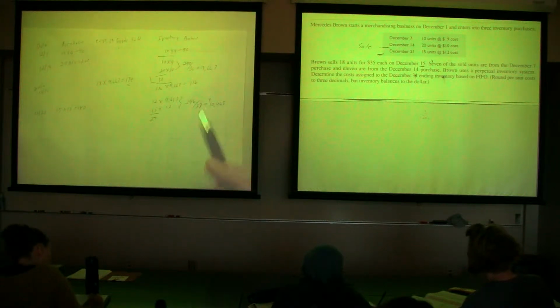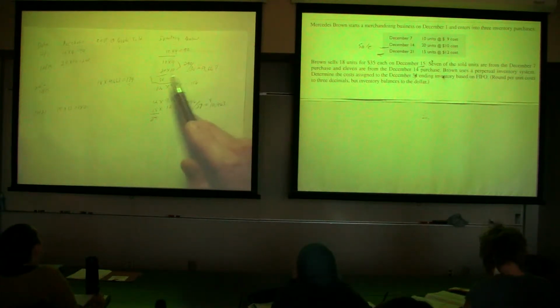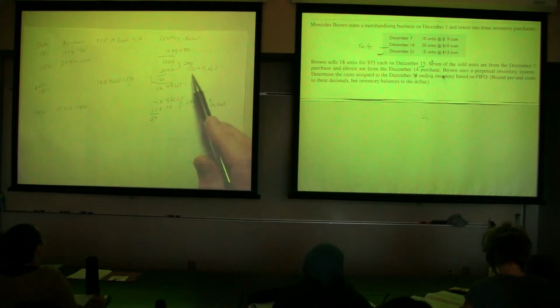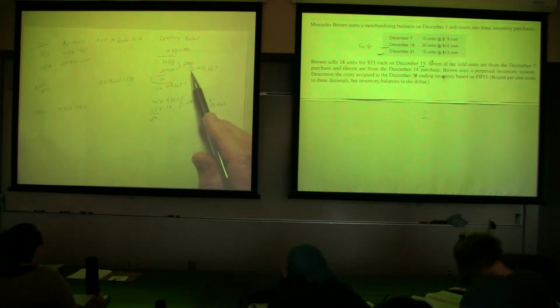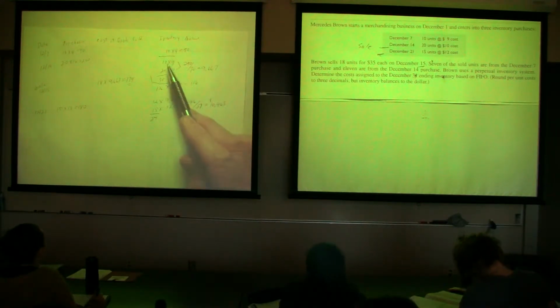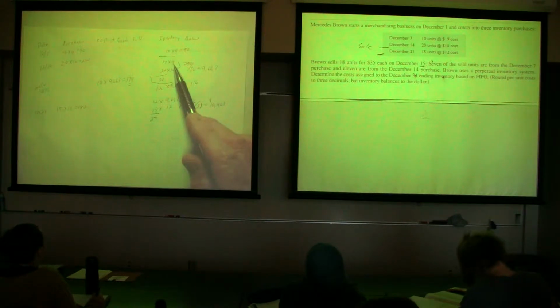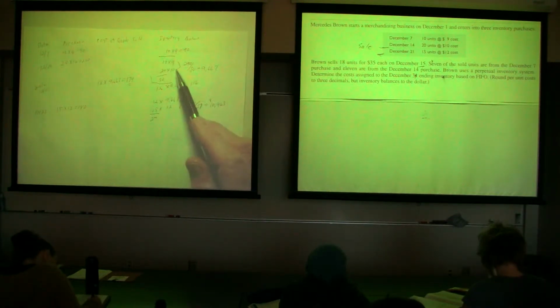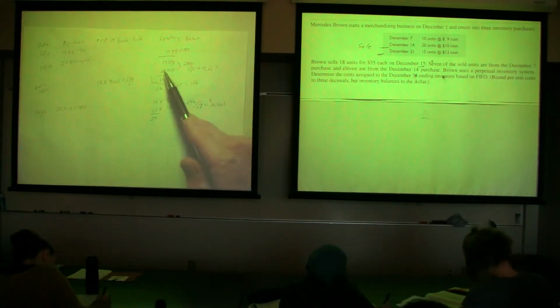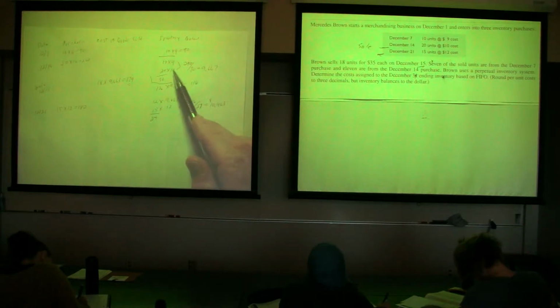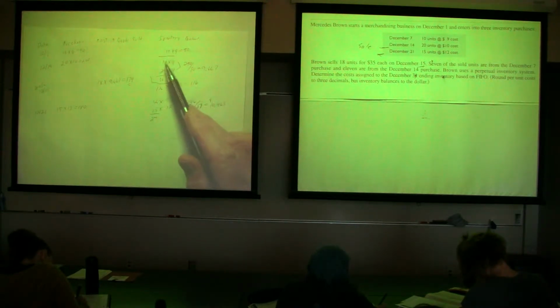And so what you do is you get the value of the inventory and divide it by the number of units in the inventory. And the reason it's called weighted average is because this $9 is weighted times 10. This $10 per unit is weighted by 20 units. So these numbers are weighted by 20, this number is weighted by 10. That's what it's called, the weighted average.